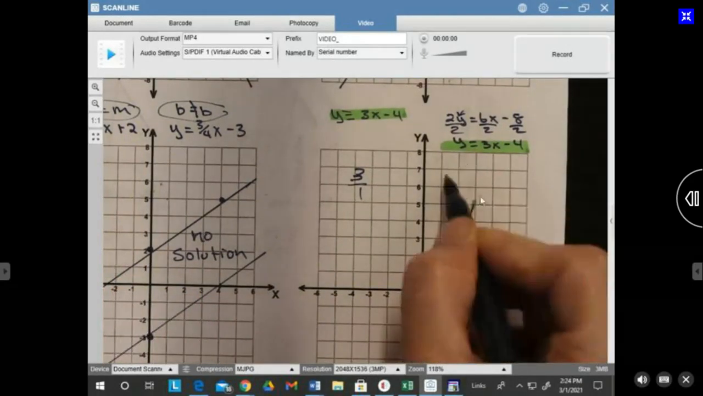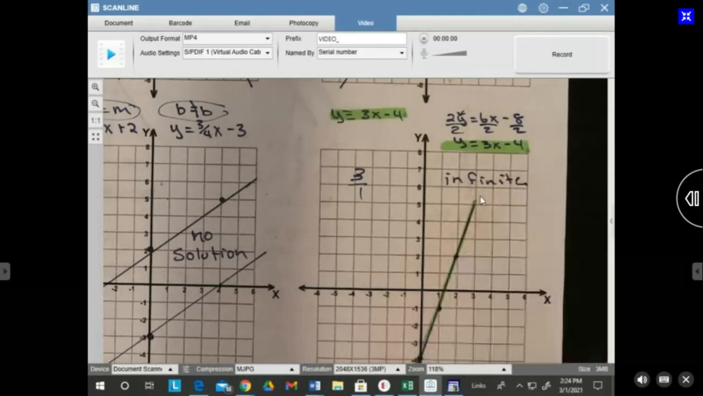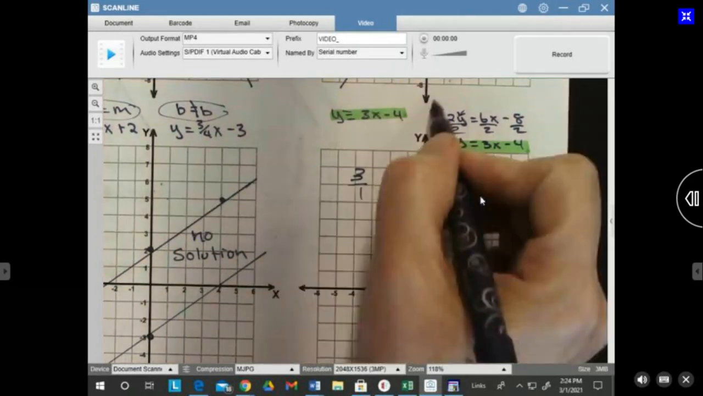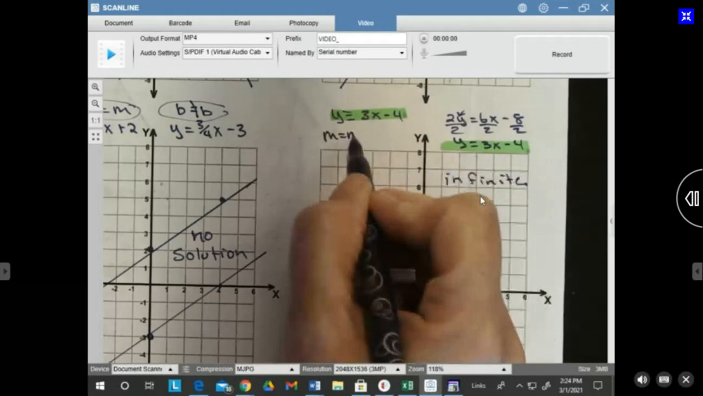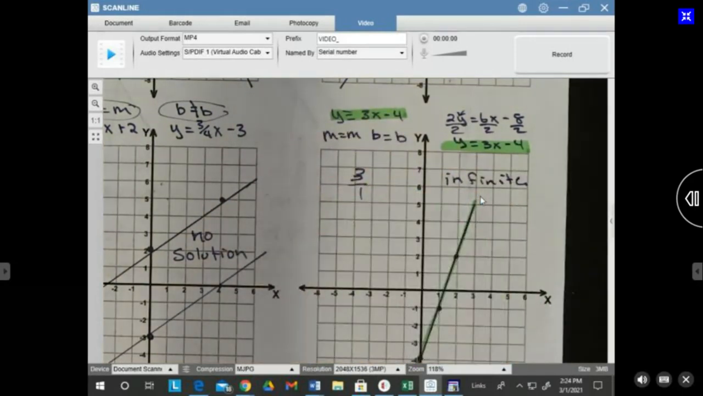The equations do not start out looking the same, but once you simplify one or the other, you see that they are the same. m is equal to m, and b is equal to b. That tells you you have infinite solutions without having to go through the graphing. Okay?